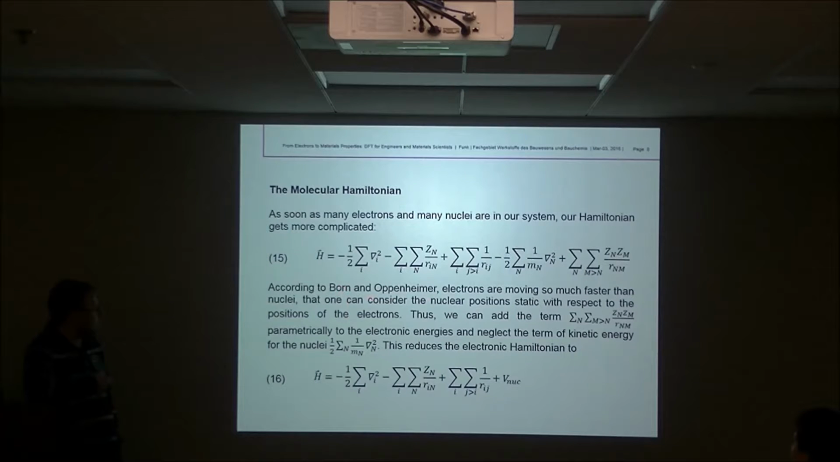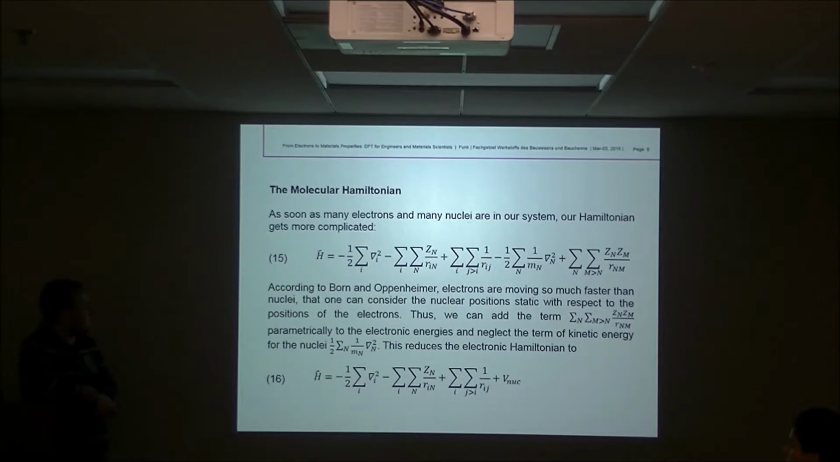The good thing is that Born and Oppenheimer make an approximation, because the electrons have much less weight and they're moving much, much faster than the nuclei. So this means that one can consider that the nuclear positions are static with respect to the electrons. So whenever any nucleus moves, the electrons follow instantaneously.